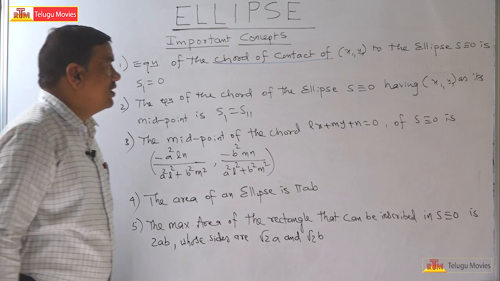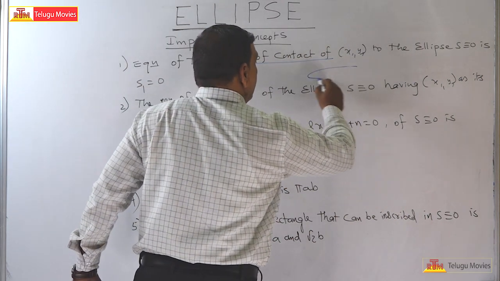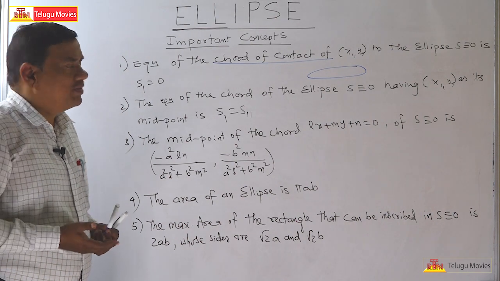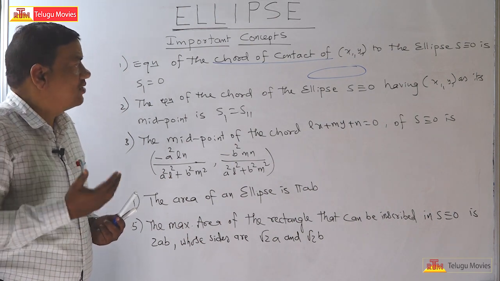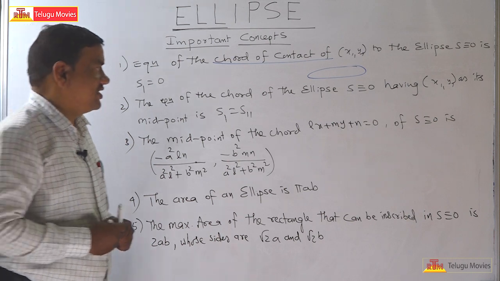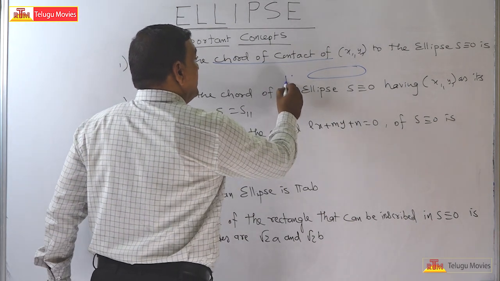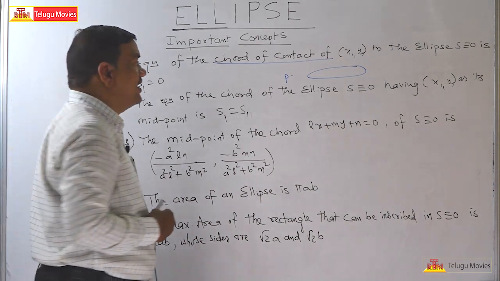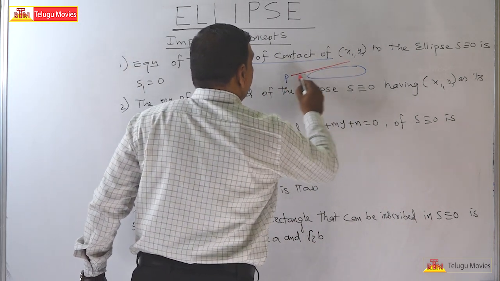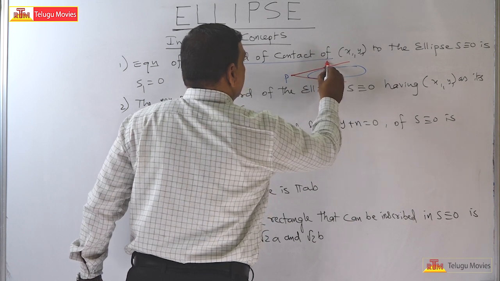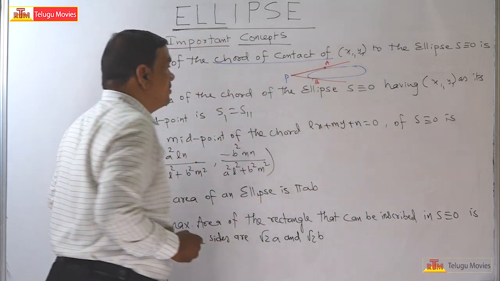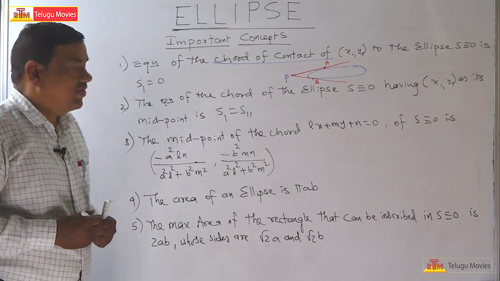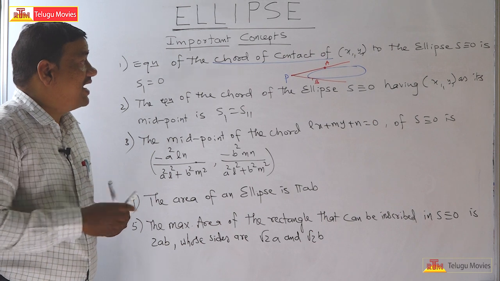Very easy. Let us consider an ellipse. This is an ellipse. Let us consider any point. The point may be outside, on the ellipse, or inside. Let us take an external point P, and from P draw the tangents. A maximum of two tangents we can draw. Let the tangents drawn from P touch the ellipse at A and B.